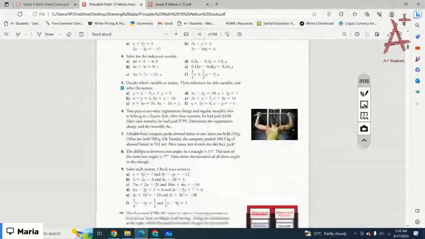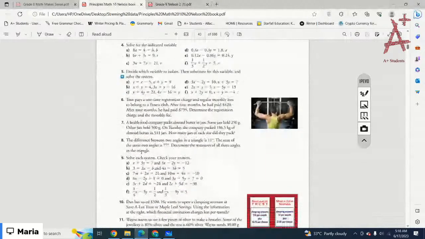Okay, just look at question number 7. A healthy food company packs almond butter in jars. Some jars hold 250 grams, other jars hold 500 grams. On Tuesday, the company packed 186.5 kg of almond butter in 511 jars. How many jars of each size did they pack? So basically, you have to write down the equations first and then solve them. Got it?